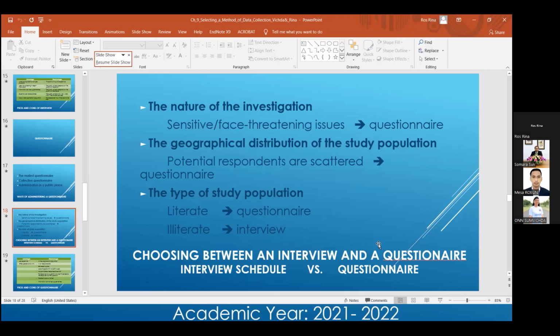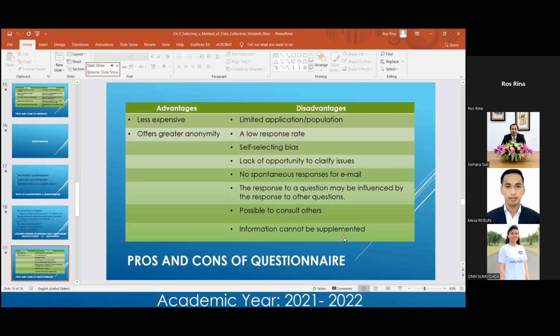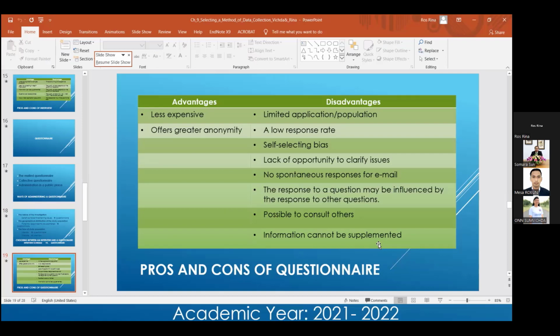Okay, so let's move to the next. So here are the pros and cons of the questionnaire. The advantages of doing a questionnaire, we can say, are that it is less expensive. They save time. They save money. This one is convenient. They don't spend much money. They just spend only on printing paper, or they just send it through email or social media in order to get information.